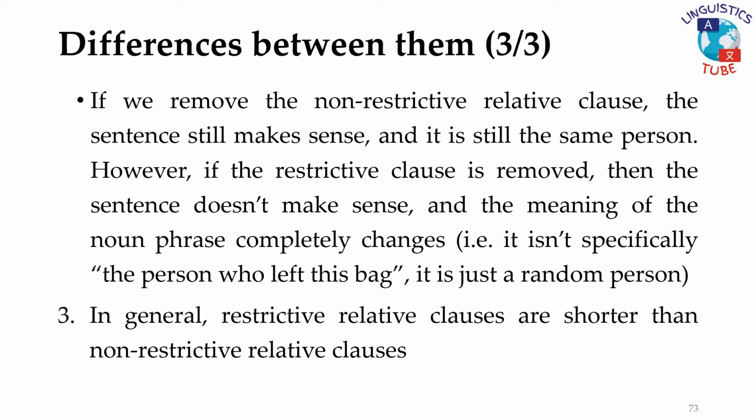Finally, the third difference is that, in general, restrictive relative clauses are shorter than non-restrictive relative clauses. You can see this in the most recent example. The restrictive relative clause is 4 words, whereas the non-restrictive relative clause is 5.